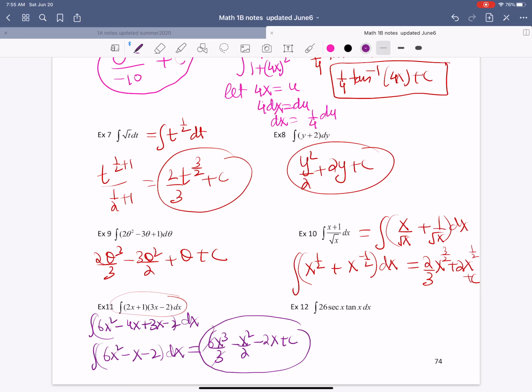Okay, 26 secant x tangent x. 26 is a constant that we can pull out. Is there a function whose derivative is secant x tangent x? Yes, it is secant x. So 26 secant x plus c is going to be my solution there. Theta plus secant square theta. Again, we can do the integral of pieces here. Integral of theta is theta squared over 2. Integral of secant square is tangent theta plus c.